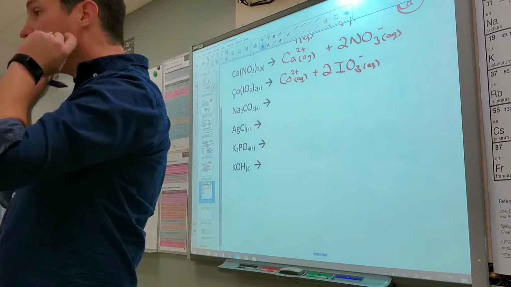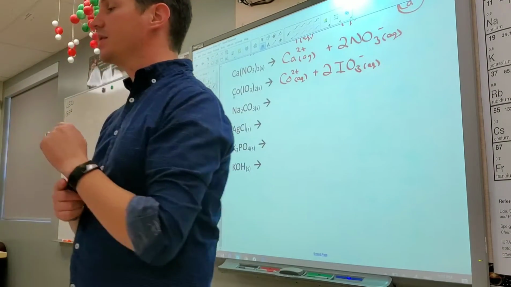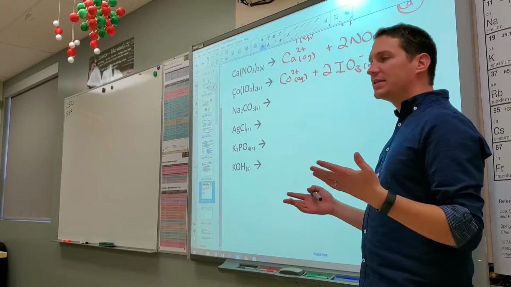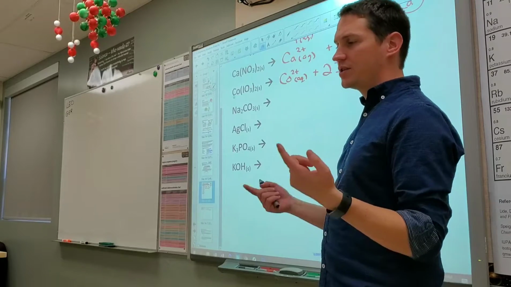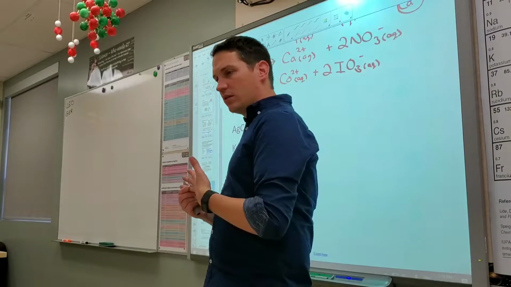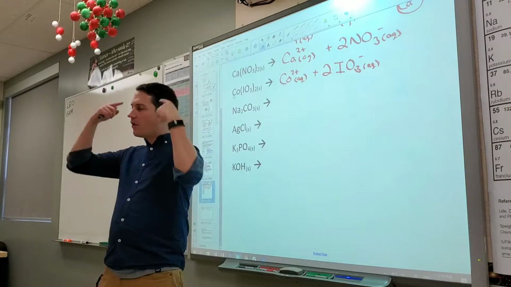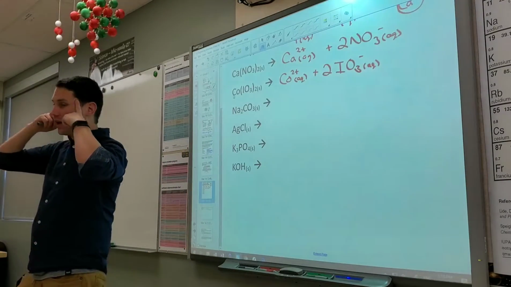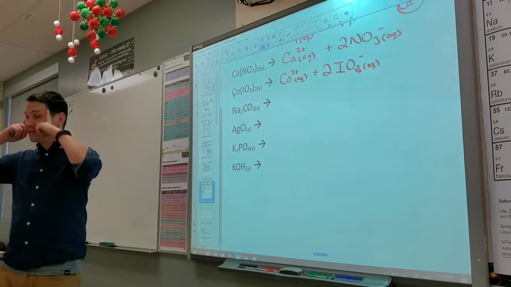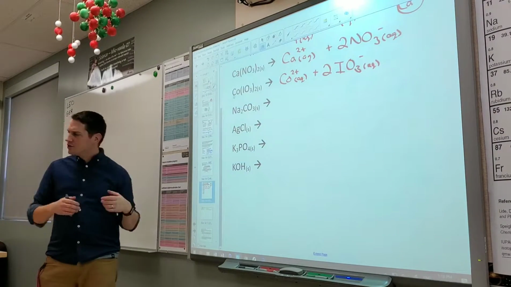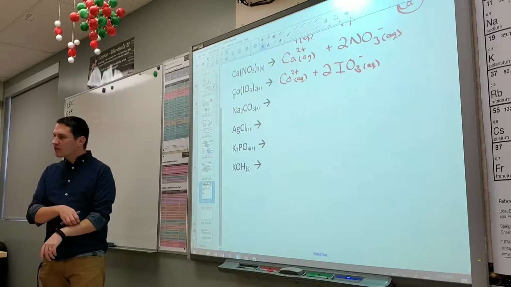I'm seeing a lot of people writing the wrong charges. Now, where's the best place to figure out what the charge is on an ion? The data booklet, the periodic table. If you don't have all of the charges of all 118 elements memorized, which is ludicrous. You should never have them all memorized, okay? You just go to the data booklet and figure it out.